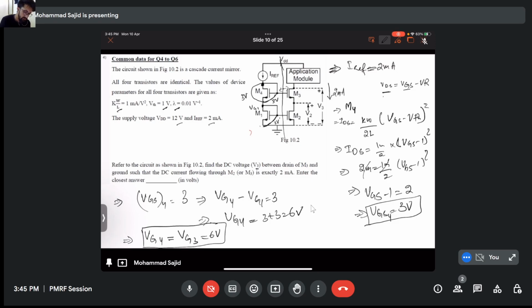Okay, wait a second. Okay. Now your VGS3 will also be equivalent to 3 volt, right? That means VG3 minus VS3, and VS3 here is V2, will be equal to 3 volt. And VG3 is 6 volt, so your V2 will be equal to 3 volt, right?